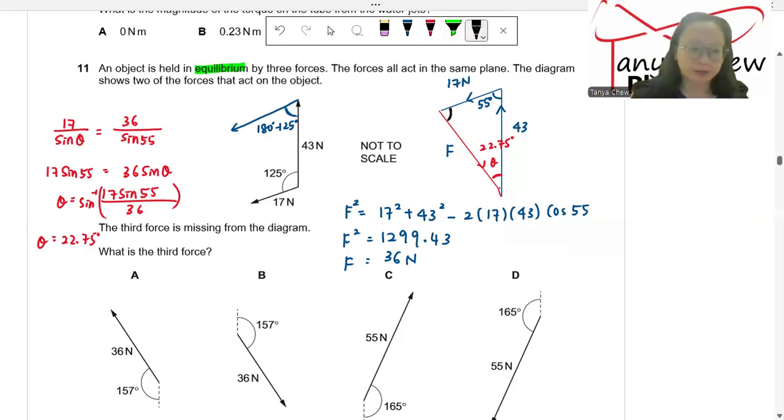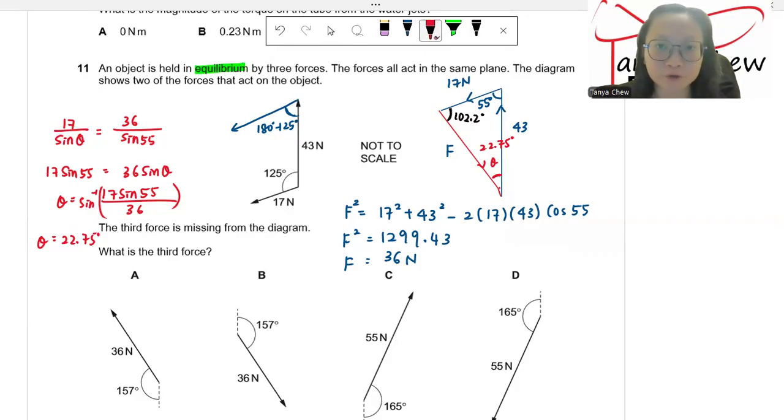So this is 180, you just minus 55, and you will get 102.2 degrees here. And then it is not that angle, because it is the angle based on the vertical. So it is a vertical line here. The angle to the vertical here is 55 degrees. How do I know that is 55 degrees? Because based on this angle, this was supposed to be 125, right? So this is 55 plus 102.2. You get 157. B is the answer.